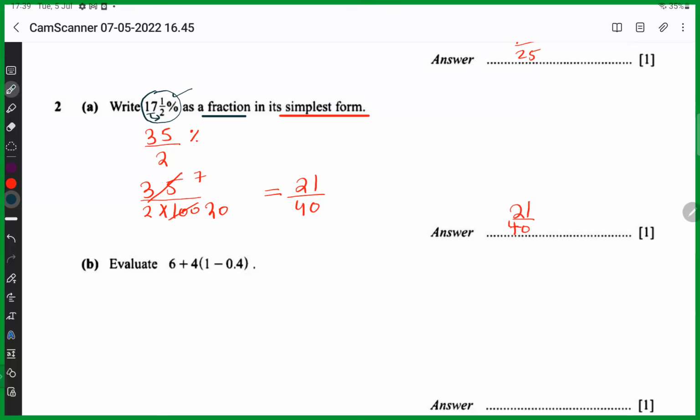35 by 2% means 35 by 2 divided by 100. So when you do 35 by 2 divided by 100, this is what you will get. And after just cancelling out everything, this is 7 by 40. This would be 7 by 40. This is going to be the answer.